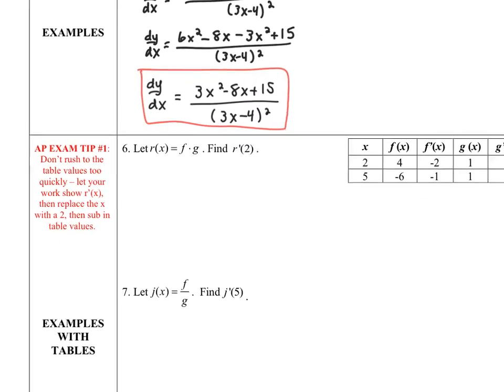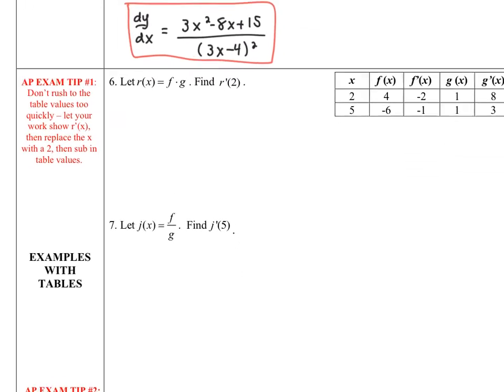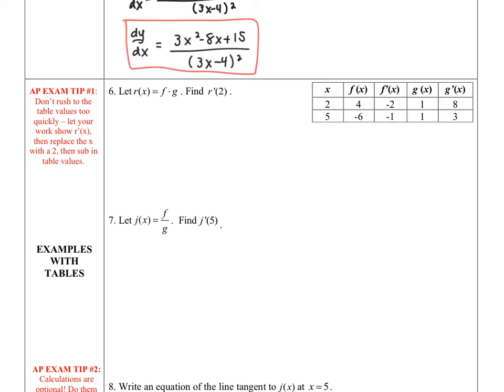Our last group of examples has you using this product and quotient rule in conjunction with a table. So our information is given not as a function, but in tabular form as we have over here. So question 6 says r of x is f times g, so there's our product. I have to find r prime of 2.